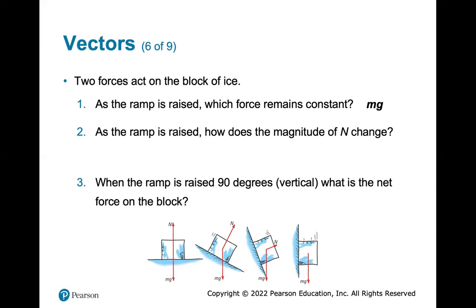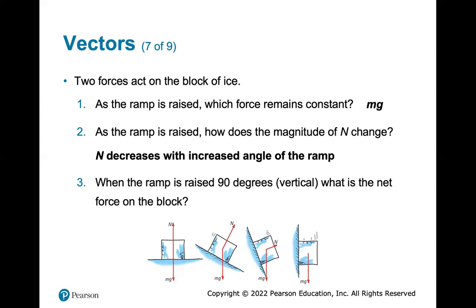Well, when it's horizontal, you've got maximum N, equal to mg. As it's tilted, N is going to be decreasing by a factor, and decreases with increased ramp angle. And I'm going to show you a demonstration of that in a little bit.